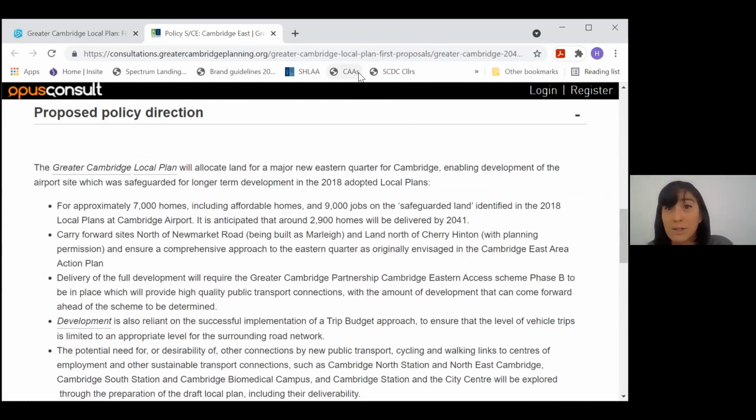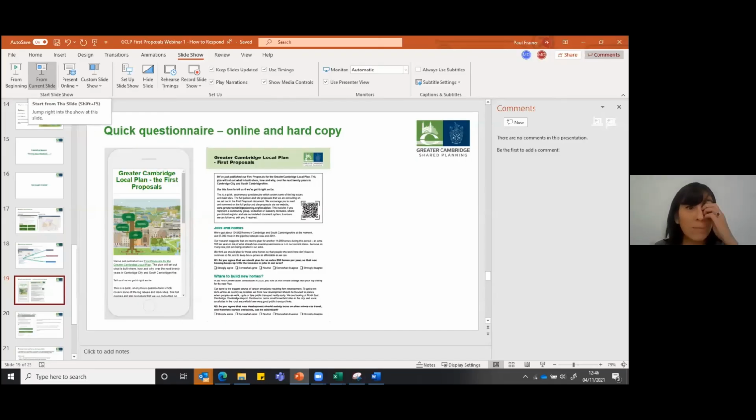I'm going to stop sharing my screen, Paul, so you can go back to your proper slides. But we're trying to make it as easy as possible for you to explore that information, go backwards and forwards from the mapping to the written document and vice versa. And then we have a number of different ways that you can comment as well.